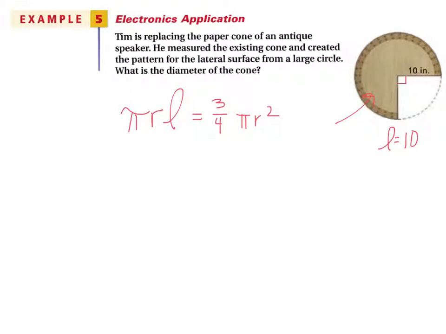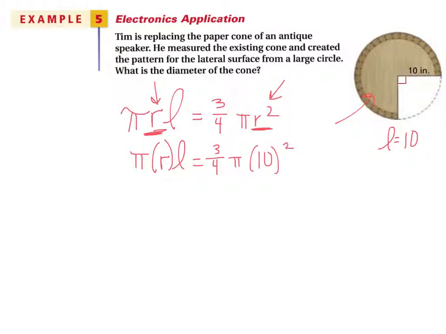So here's what we're looking at. This piece right here of the speaker is the lateral area. So that's pi r l. If he unfolded it, he got 3/4 of a circle. Well, 3/4 of a circle is 3/4 pi r squared. We want to know what the diameter is, so we have to find out what the radius is. So pi times the radius, which we don't know, of the cone, and the slant height. Remember, this is the radius of the cone, this is the radius of the circle. I don't know the radius of the cone, but I do know the radius of the circle. So 3/4 pi, the radius of the circle is 10 squared.